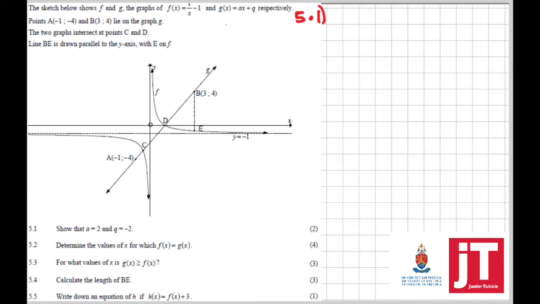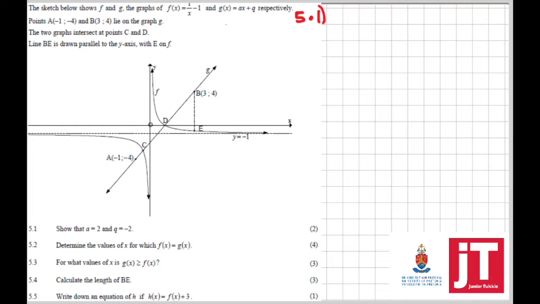So we're required to show that the value of a is positive 2 and the value of q is -2. From theory, you need to remember that your a represents the gradient of your straight line, and to calculate gradient, you say change in y over change in x. Your q value represents shifts up or down, or it's your y-intercept. So let's start with calculation of the value of a.